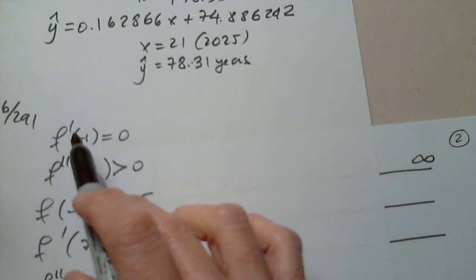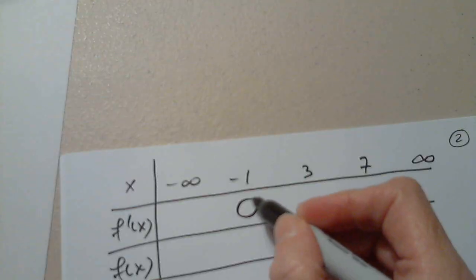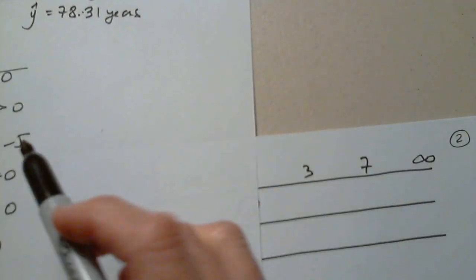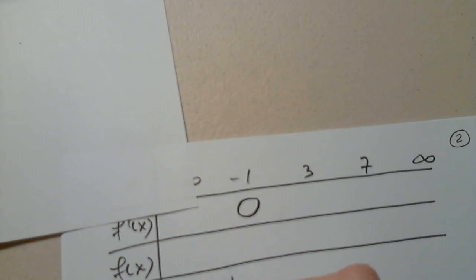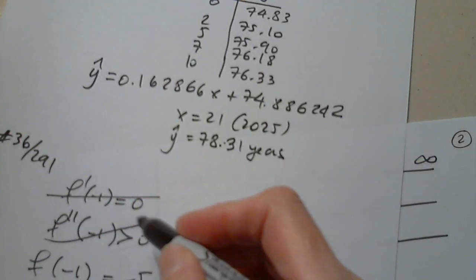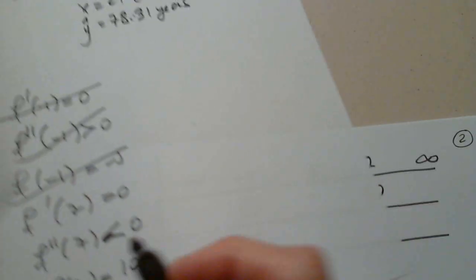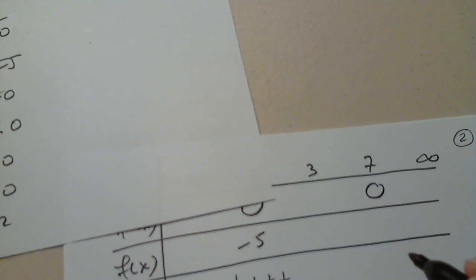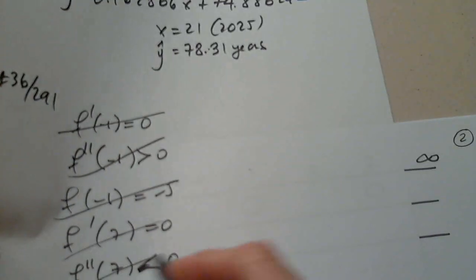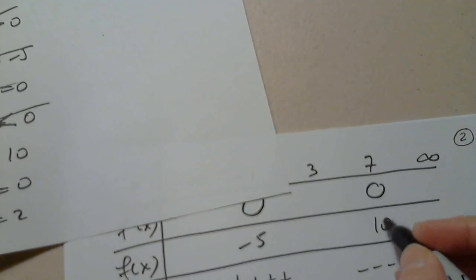Okay. F prime of -1 is 0. F double prime of -1 is positive. F of -1 is -5. F prime of 7 is 0. F double prime of 7 is negative. F of 7 is 10. F double prime of 3 is 0. And F of 3 is 2. Now it all makes sense.